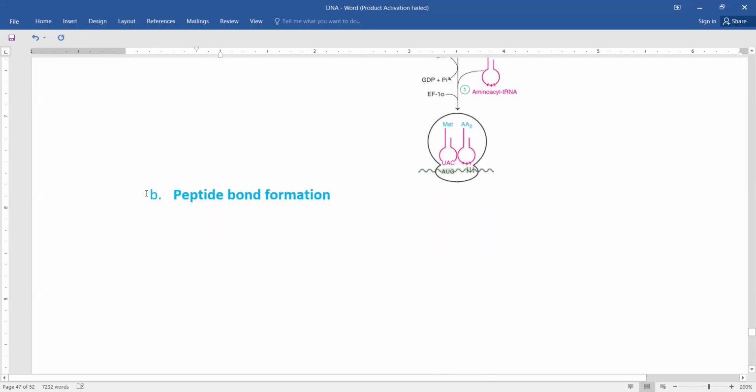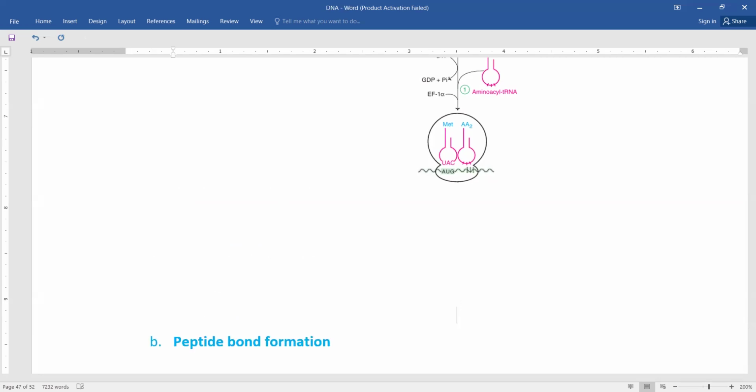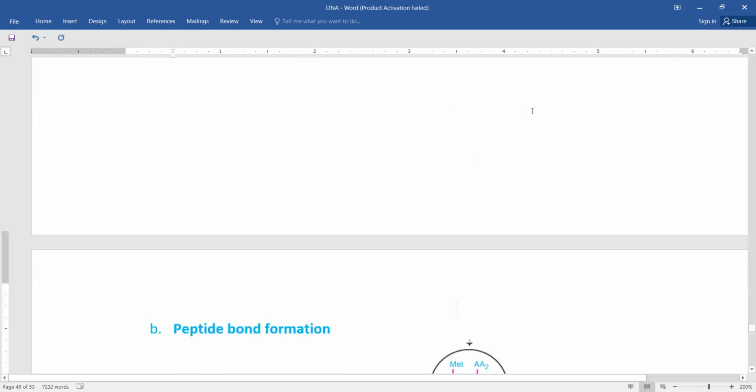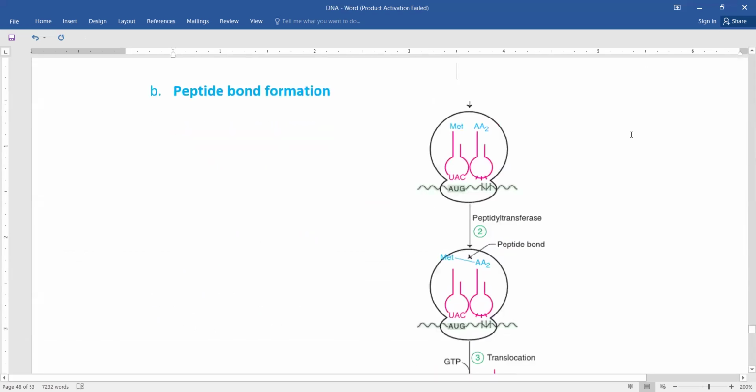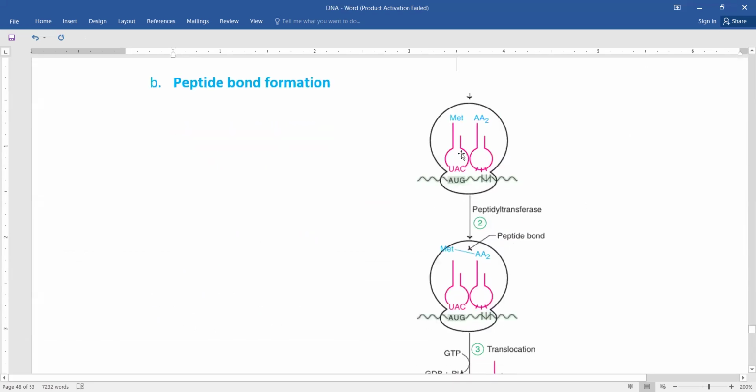This step is catalyzed by an enzyme called peptidyl transferase. So the two amino acids are bound with each other by a peptide bond with the help of this enzyme called peptidyl transferase. Peptide bond formed. At the same time, the bond which is present between this tRNA and methionine is broken. Now the first tRNA is free, and this is a newly formed dipeptide. This line is a peptide bond between two amino acids.